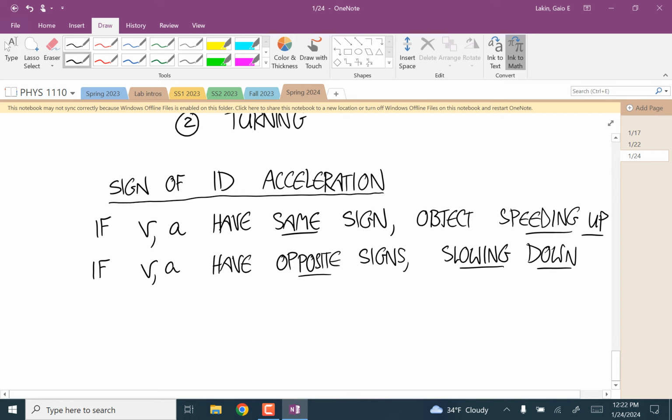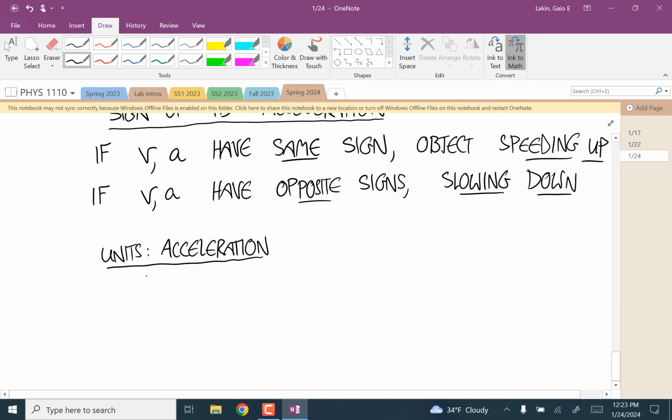The units for acceleration are units of length divided by time squared. And so the SI units for acceleration are meters per second squared.